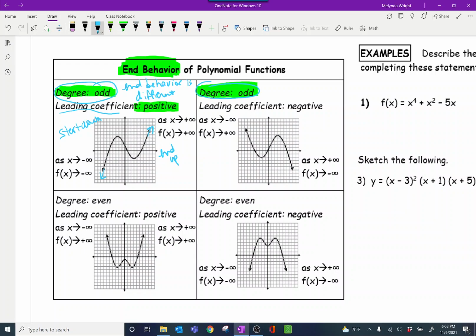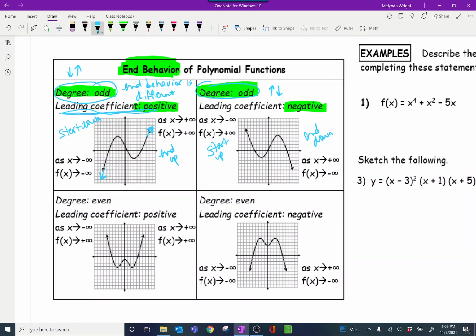So if the leading coefficient is positive, then our polynomial will start down and end up. If our leading coefficient, on the other hand, is negative, then we will start up and end down. Okay, so we can do little arrows if you want. We can start up and end down for odd negative. For odd positive, we would start down and end up.